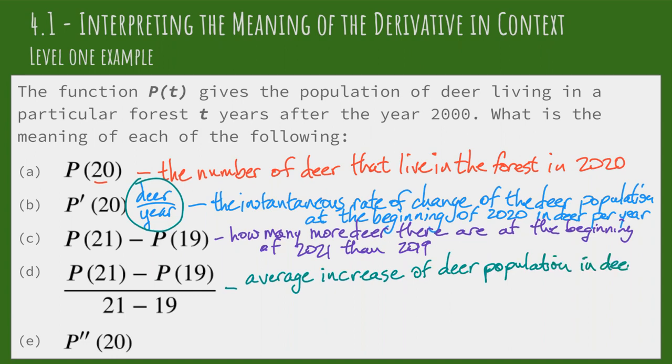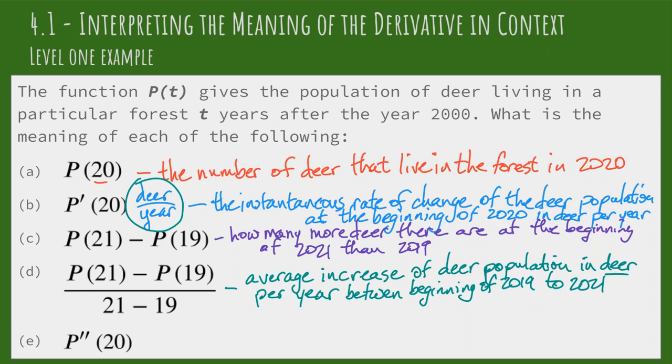in deer per year between beginning, and I'm saying the beginning here because I don't want to misinterpret here and say that it goes from 2019 to 2020 into 2021 and actually over a 3-year period. It's over a 2-year period. So the beginning of 2021, from the beginning of 2019.